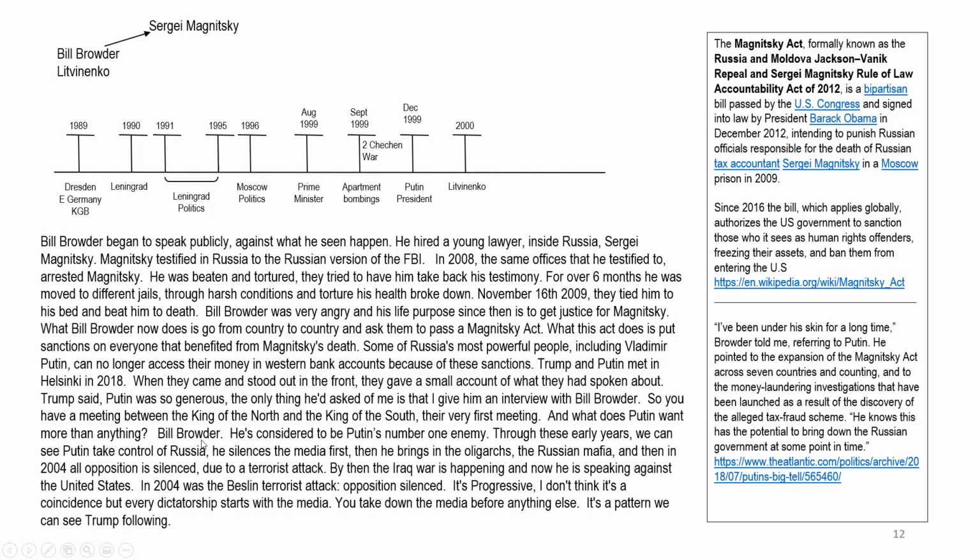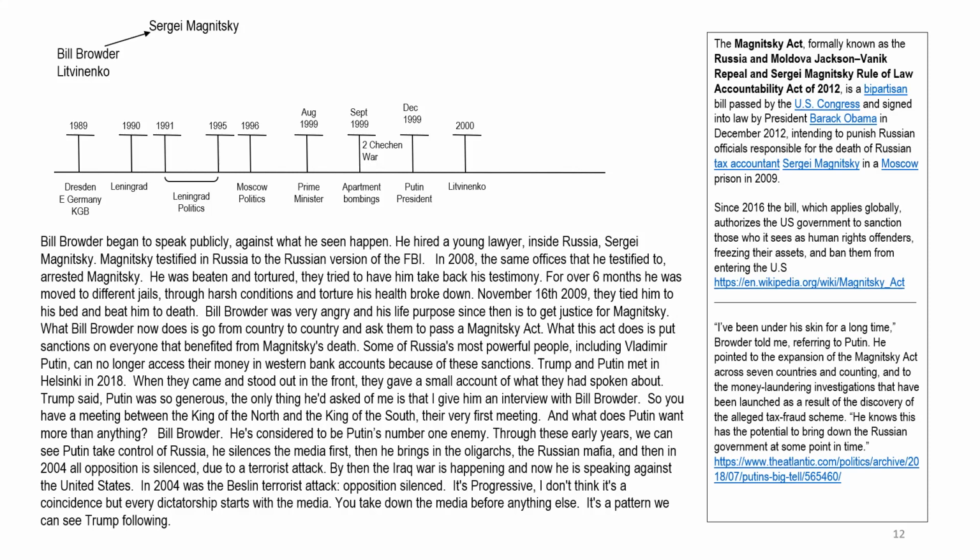Bill Browder. He's considered to be Putin's number one enemy. Through these early years, we can see Putin take control of Russia. He silences the media first. Then he brings in the oligarchs, the Russian mafia. And then in 2004, all opposition is silenced due to a terrorist attack.